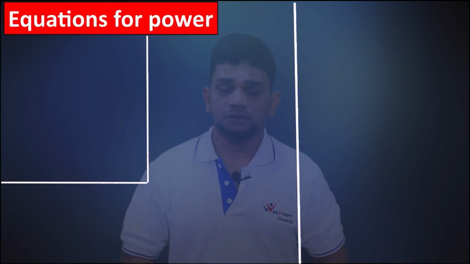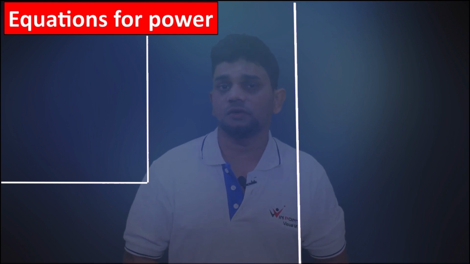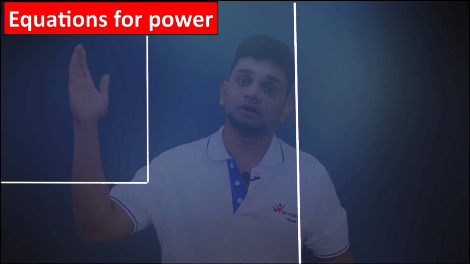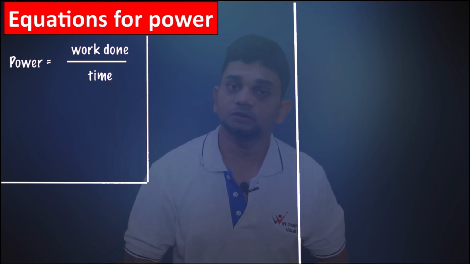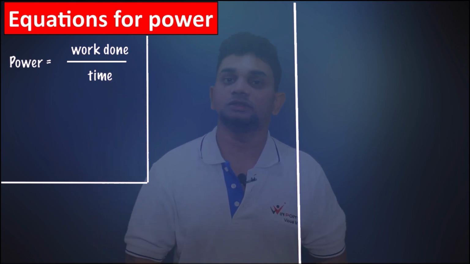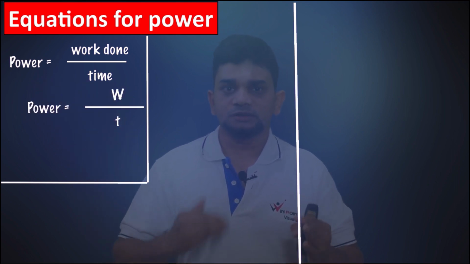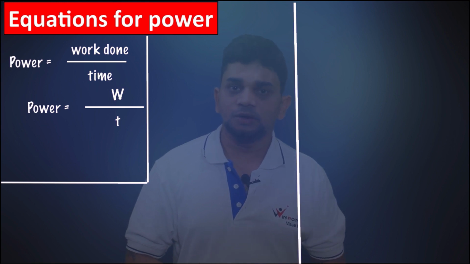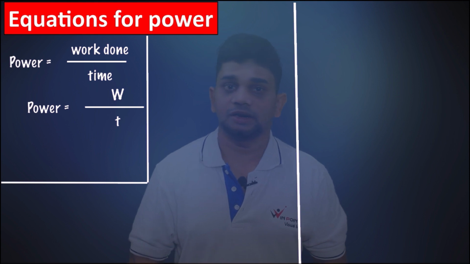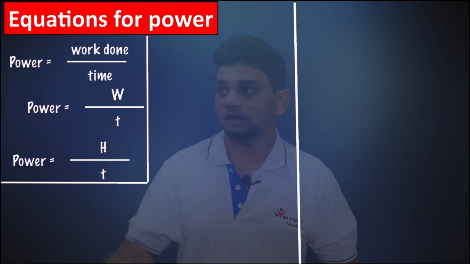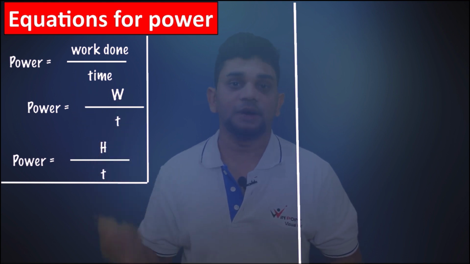Equations for power. We are going to derive some of the equations for power. What is the main equation for power? Power P is equal to work done by time. Instead of work done, we can use W, and instead of time, we can use T. It will be power equal to W by T. W means work done. Work done is energy. Energy is heat. So W equal to H. We can write power is equal to H by T. So there are two equations. Power P is equal to W by T. Power P is equal to H by T.